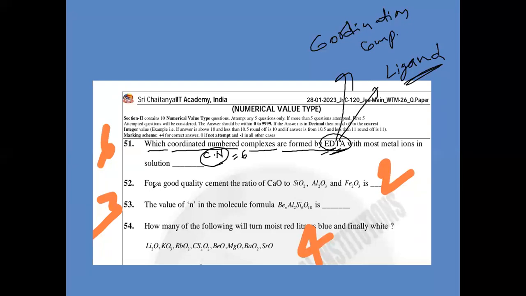Next one. For a good quality cement, the ratio of calcium oxide to other oxides must be 2:1. That is 2. Next, the value of n in the molecular formula Be_n Al2 Si6 O18. It is beryl. The compound name is beryl. So what is the beryllium number here? 3. Be3 should be present.